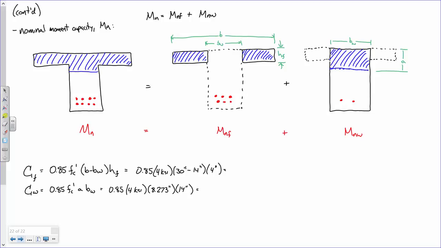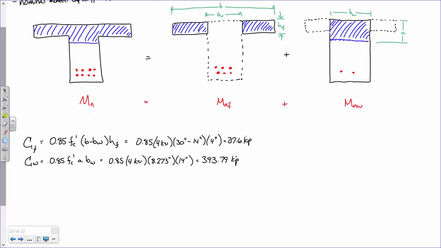All right, so what's the top one and the bottom one? What's the top one? 217 kips, right? These are forces. Now, what is Cw? 393.79. Say it again. 393.79 kips. All right. Now, watch this. What is Cf plus Cw equal? So like 611.4? Yeah. All right, would you agree that's the total compressive force in the section?